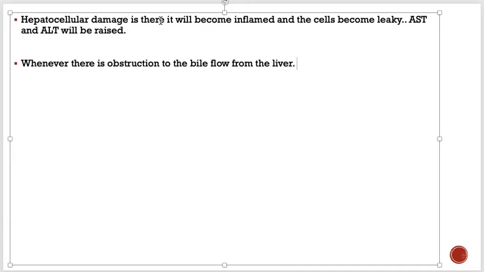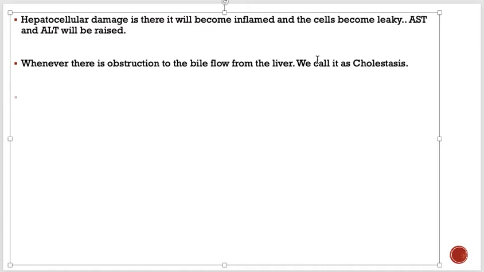So now remember, guys, when there is obstruction in the bile flow from the liver, we call it biliary stasis or cholestasis. Okay, so cholestasis means what? Like the bile is static now. Okay, the bile is static now.